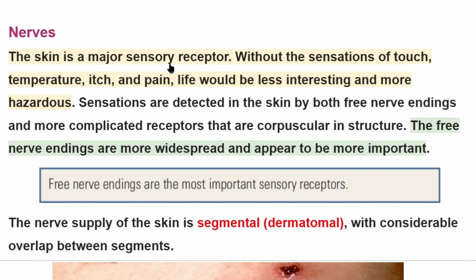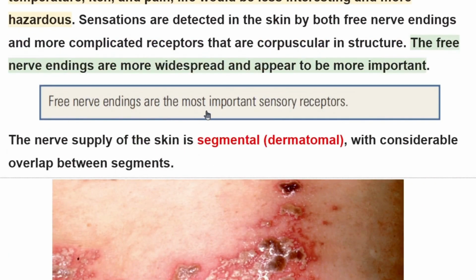Nerves. The skin is a major sensory receptor. Without the sensation of touch, temperature, itch, and pain, life would be less interesting and more hazardous. Sensations are detected in the skin by both free nerve endings and more complicated receptors that are corpuscular in structure. The free nerve endings are more widespread and appear to be more important. Free nerve endings are the most important sensory receptor.